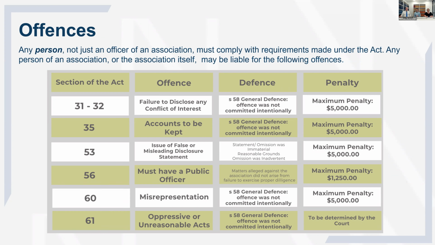Now, the first one is a failure to disclose a conflict of interest. This arises with respect to the incorporated association entering into contracts. Conflict of interest may arise, for example, if there's a public officer who has a company and the association is going to enter into a contract with them where they're going to get a significant advantage or benefit, and they haven't disclosed that, they could be in breach of this section. If you do have a conflict of interest, you must not vote on the contract at the committee meeting in order to avoid the penalty of $5,000.